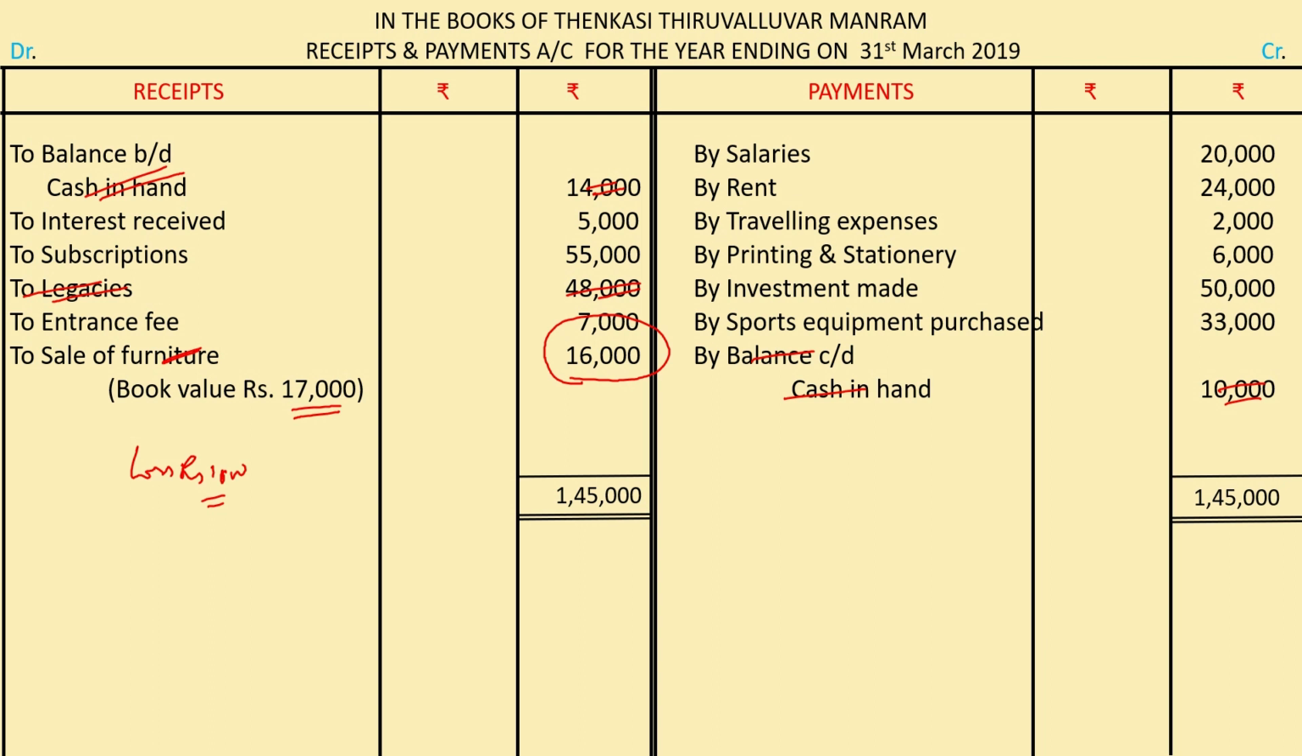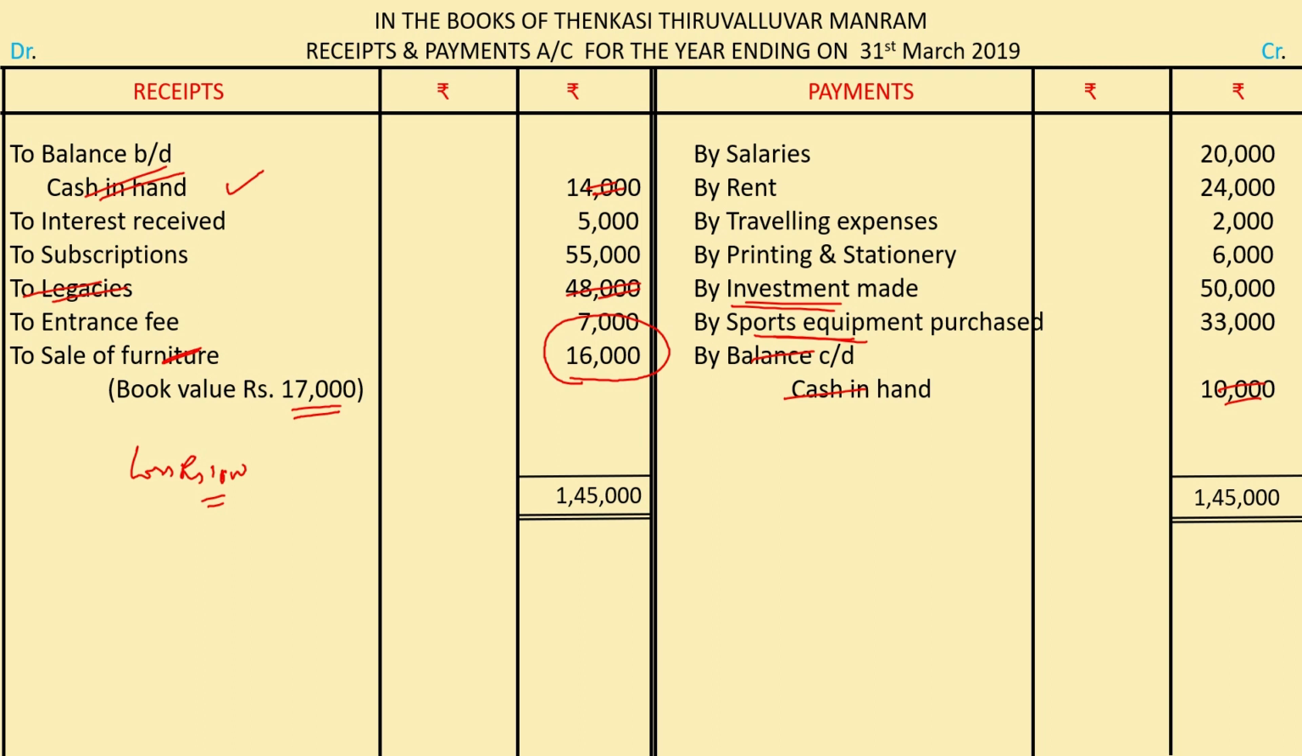Let's go to the payment side. In the payment side, investments. This is an asset which has to be shown in the balance sheet. Similarly, sports equipment purchased. This also is a capital expenditure which will be shown in the asset side of the balance sheet. So, if we try to first exclude those items from the receipts and payments account which should not be shown in the income and expenditure account, it will be very easy.